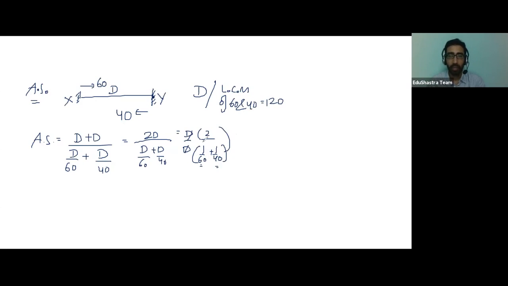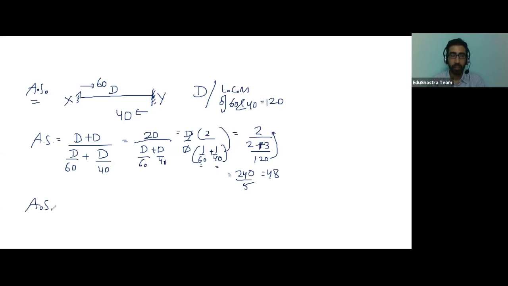So the average speed from here, if you solve this, you'll get 48. This will be 2 by 1/2 plus 1/3, and 120 goes to the numerator. Your answer would have been 240 by 5, 48.